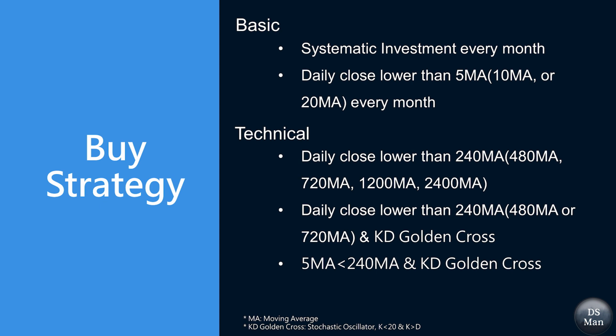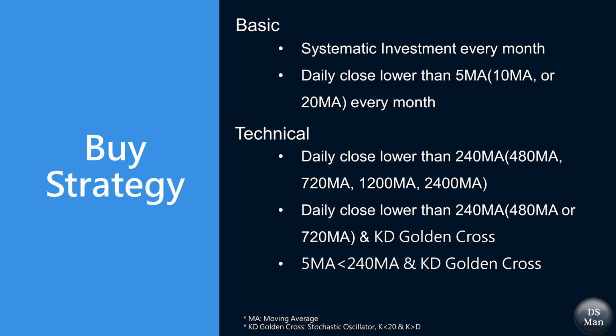This approach involves executing a buy order every month when the daily closing price falls below one or more of the following short-term moving averages: 5-day MA, 10-day MA, 20-day MA. This systematic method leverages short-term price dips to accumulate positions consistently.